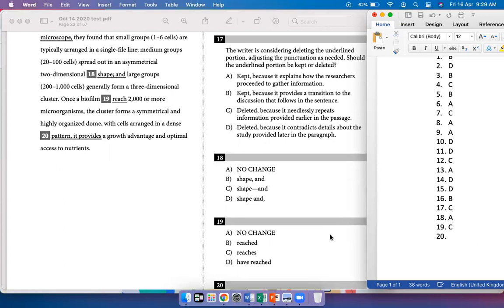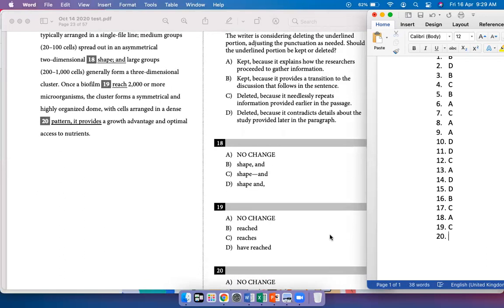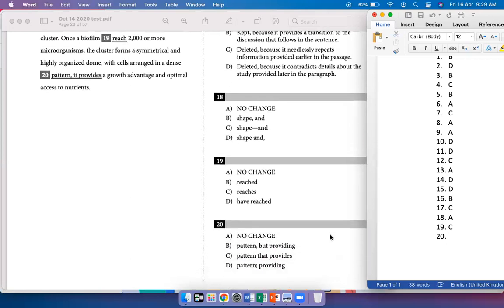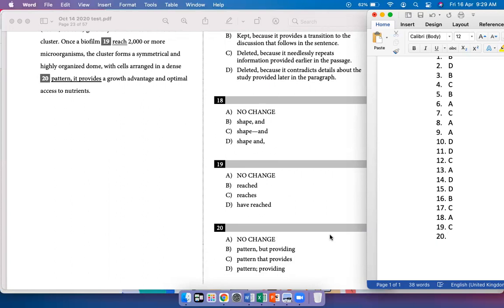So that's C. The cluster forms a symmetrical and highly organized dome with cells arranged in a dense pattern, providing a growth advantage and optimal access to nutrients. So now I would like providing, but if I want to say providing, I should have a comma after pattern, right? Because the part after providing is not an independent clause. So D can't work because D has a semicolon. I can't say no change because both are independent sentences, the one that finishes with pattern and the one that starts with it provides. So I can't have a comma there.